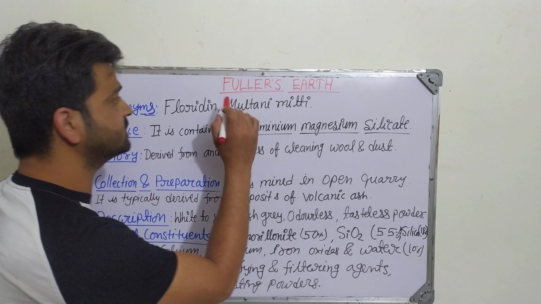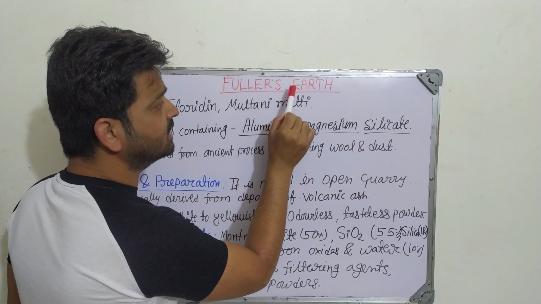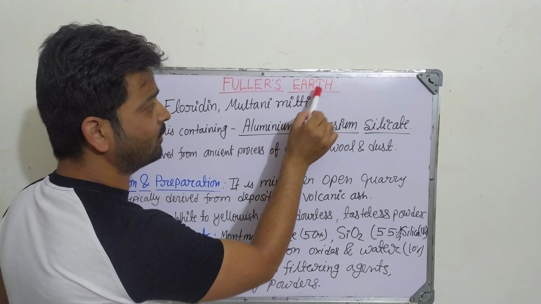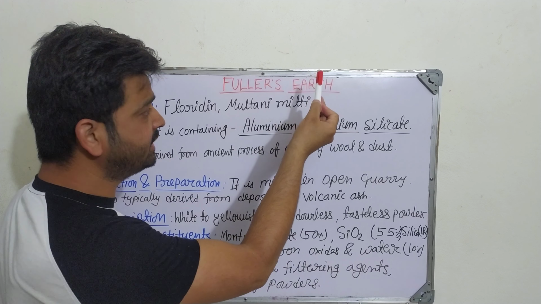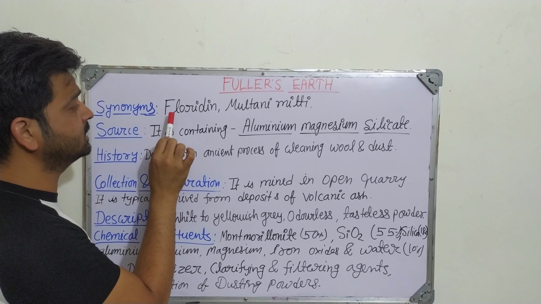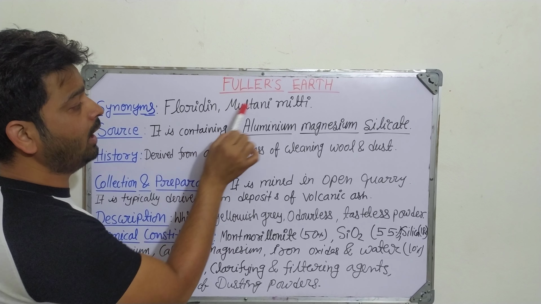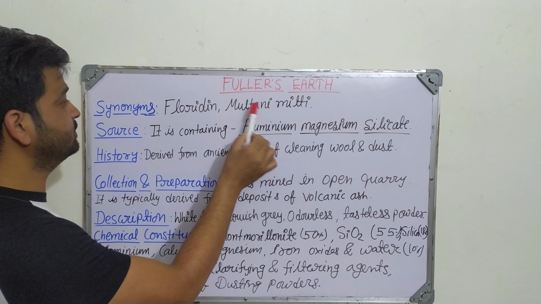Coming to fuller's earth, it is called earth because it is a sand, or one of the mitti, right? Coming to the synonyms or other names, it is also called floridine, and multani mitti, which is very famous in India, right? So that's what it is being used.